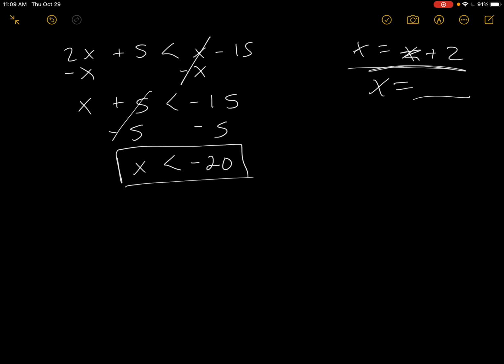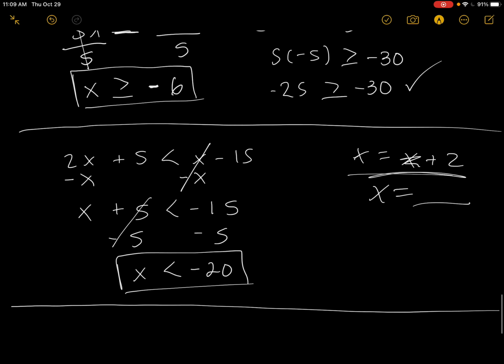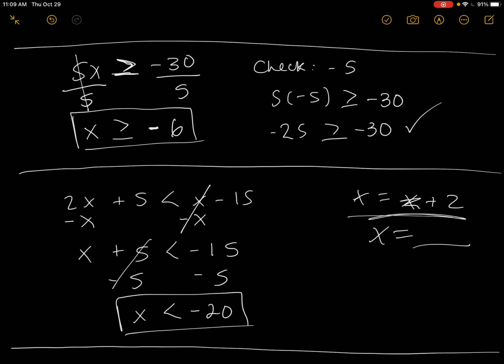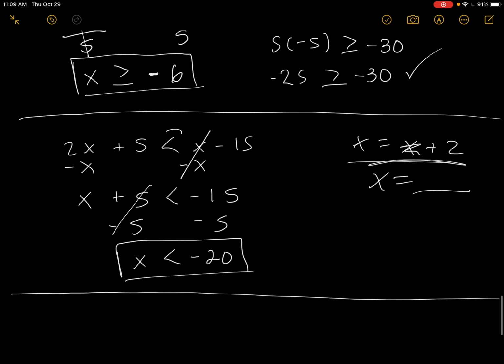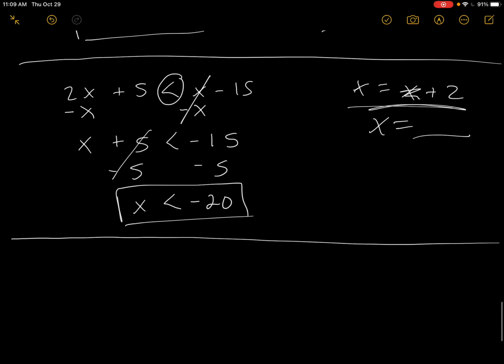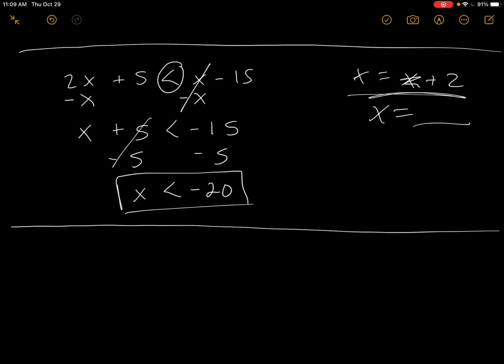Okay, so I won't do too many more examples because hopefully it's pretty straightforward, because it's really just like solving an equation. You just do the same thing to both sides. The only difference is that now you have an inequality sign as opposed to an equal sign. And then now you have lots of right answers for x as opposed to one.